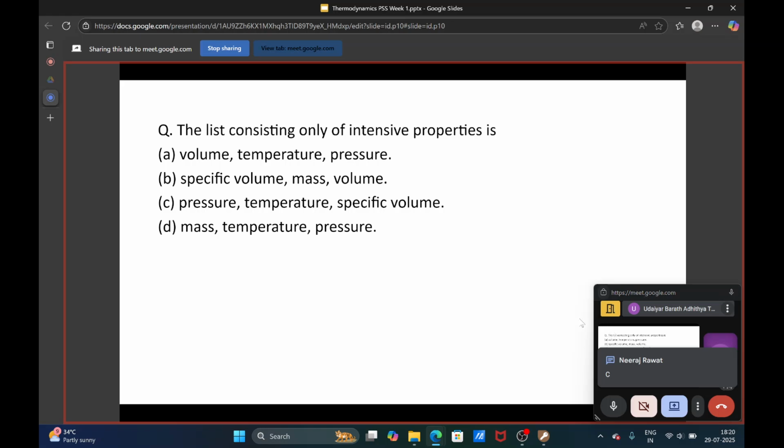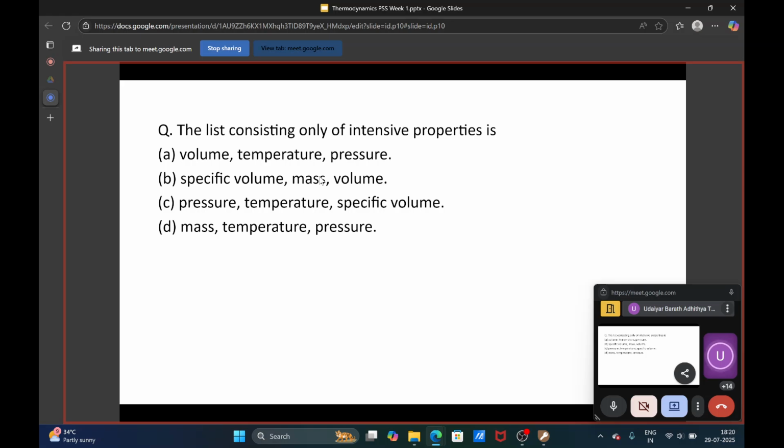Yes, so the answer is option C, pressure, temperature and specific volume. Specific volume is the inverse of density, so volume divided by mass, which makes it independent. If you say 2 liters of water and split it into smaller volumes, your mass will also change, so not necessarily the specific volume.